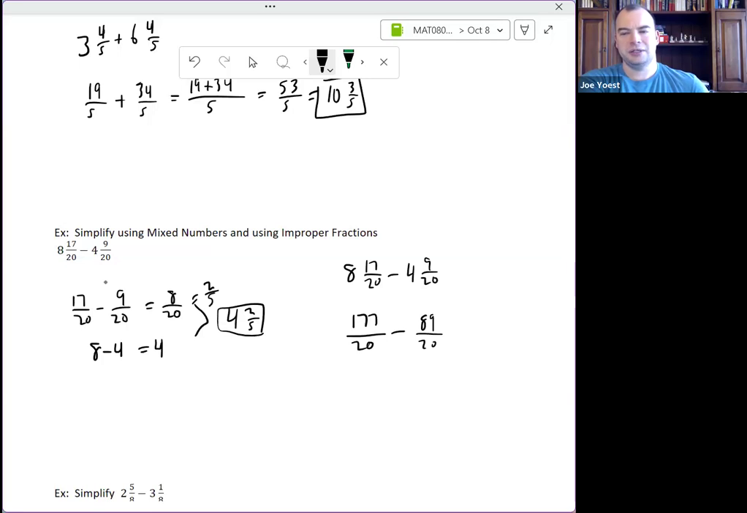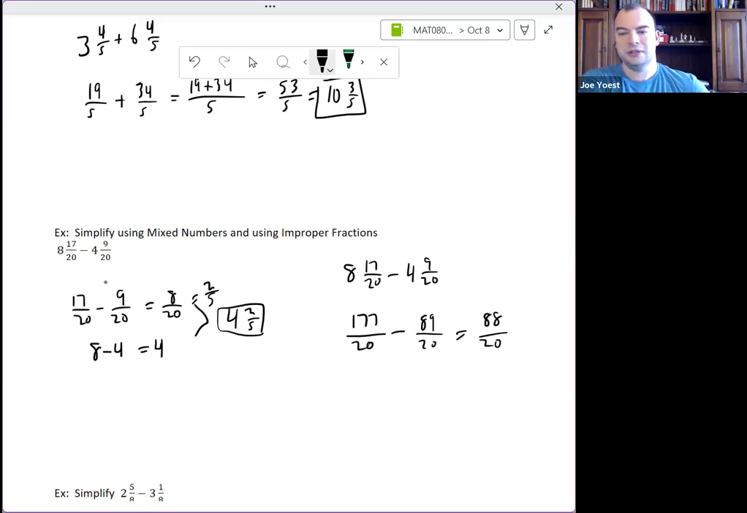So 177 minus 89, if I add 1 to both, that cancels out. So that's 178 minus 90, or that's 188 minus 100. I think that's just 88 over 20. Again, you could take this subtraction, 177 minus 89, go off to the side and carry out that subtraction. Or when you get a little more used to it, you can start grouping things together, right?